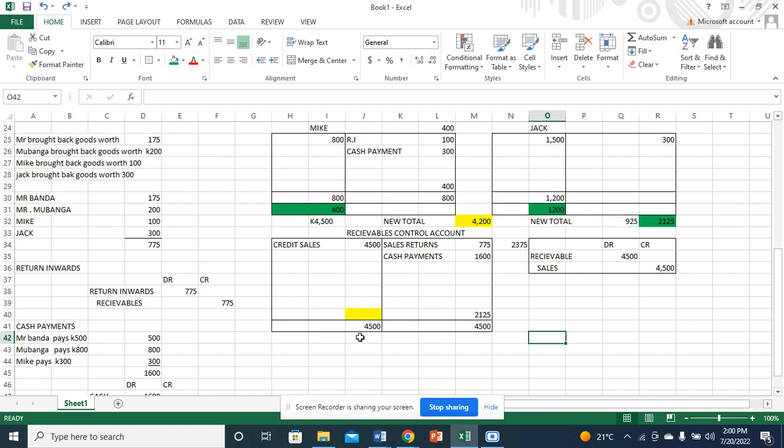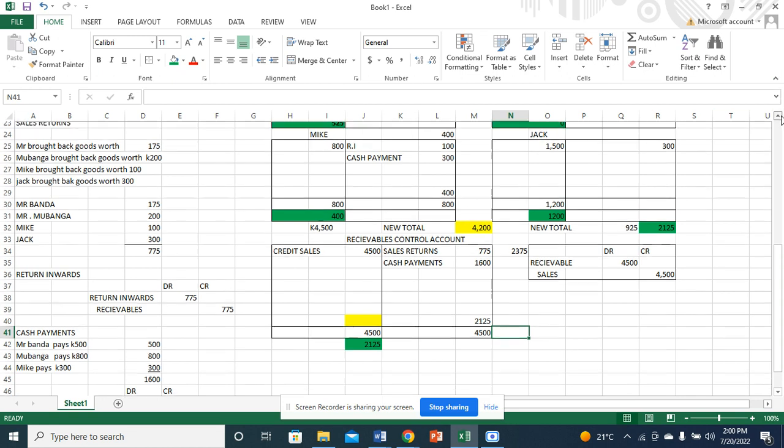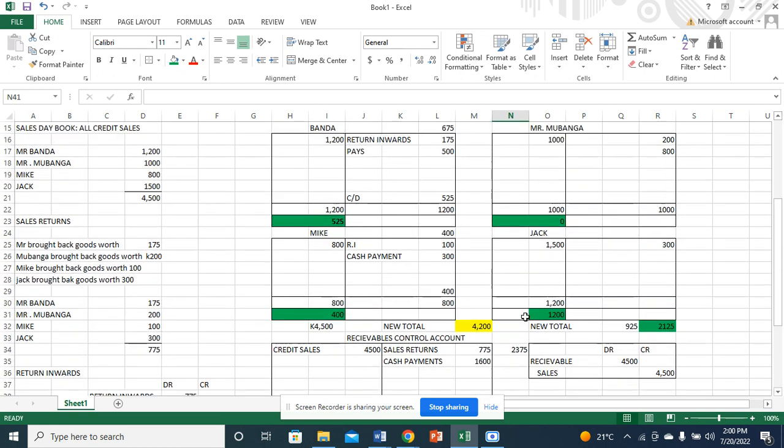Any questions? So that 2,125 comes here. The total in your ledger, which is 2,125, has to be the total in your receivables control account. These totals have to equate to each other. Any questions?